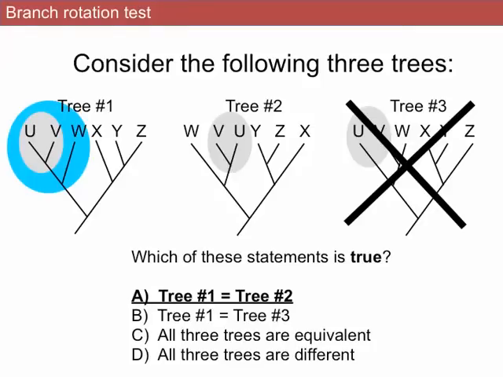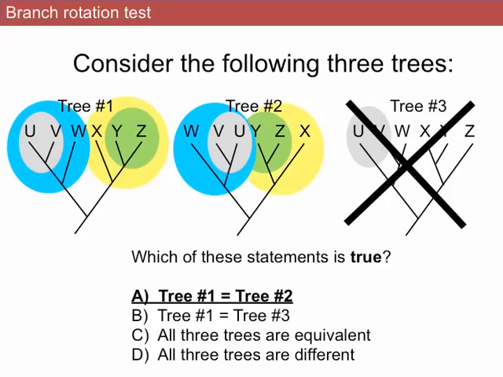So tree number 1, the group of U and V together shares a most recent common ancestor with W. It does that in tree number 2. Z and Y are together in tree number 1. Z and Y are together in tree number 2. X is together with the group of Z and Y in both trees. So the two trees are the same. That is, the order of branching is the same between the two trees. So I usually do it by looking at these groupings.